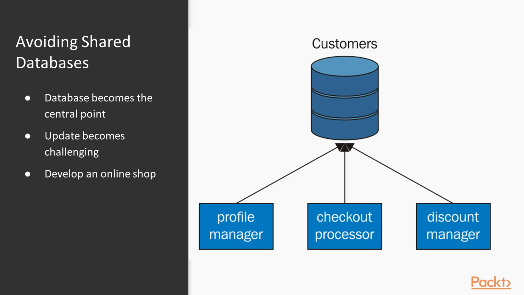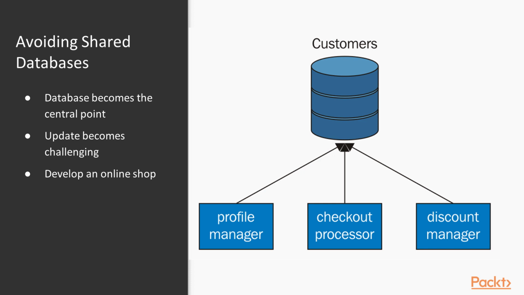We will now look at avoiding a shared database. In many systems, we can spot the database becomes the central point that is shared between multiple services. In such a case, any update to the database becomes much more challenging because we need to coordinate it between all services. For example, imagine we develop an online shop and we have a customers table that contains the following columns: first name, last name, username, password, email, and discount.